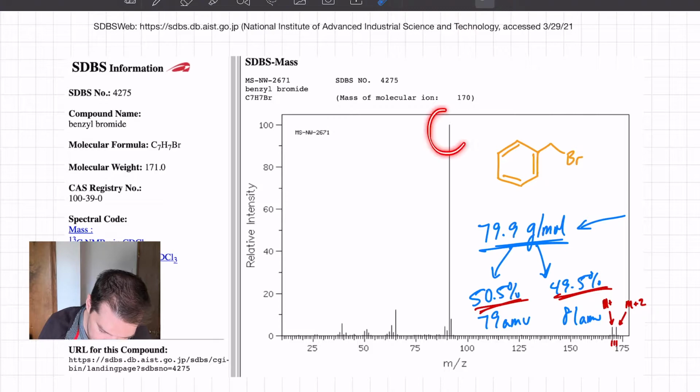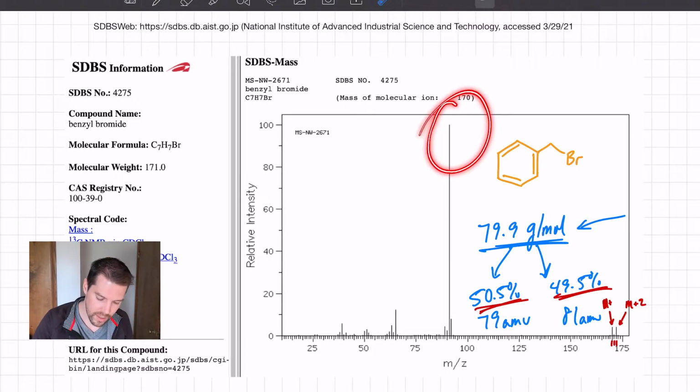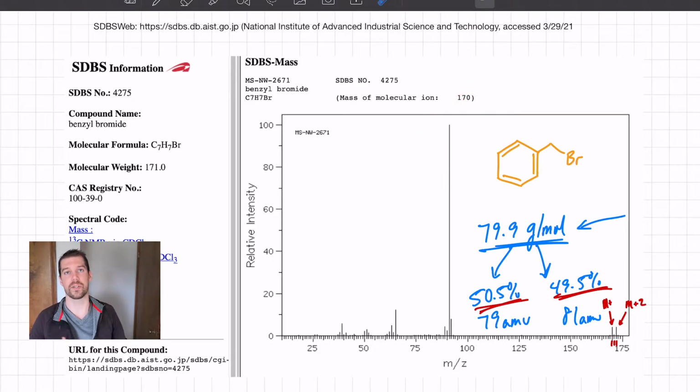Now let's talk about the base peak real quick. The height of each of these peaks is a representation of the relative abundance of each of the possible fragments. Because this one has the greatest abundance, that's an indication that it is the most stable, which is just kind of a side note here ultimately.